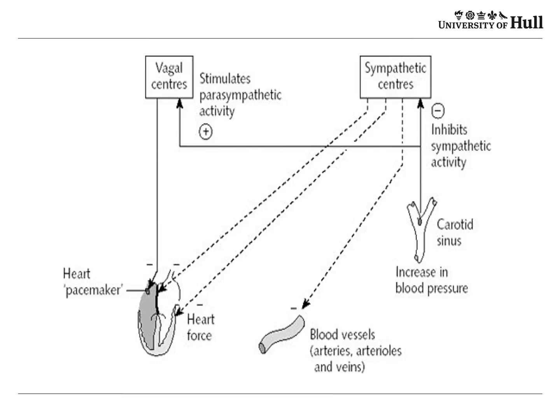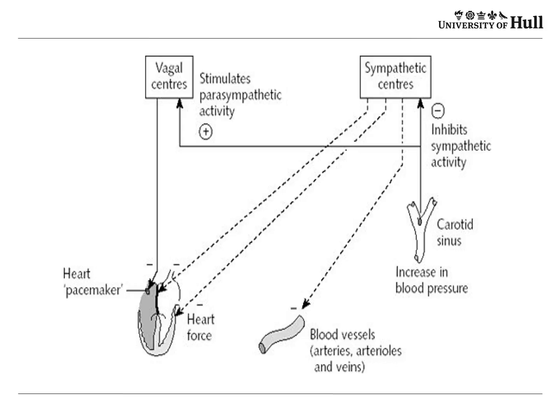If we look at this here and look at the carotid sinus on the right, which picks up changes in blood pressure, if it picks up an increase in blood pressure, this inhibits the sympathetic centres and stimulates the vagal centres. The sympathetic centres are located in the cardiovascular control area of the medulla, and the vagal centres in the base of the brain.